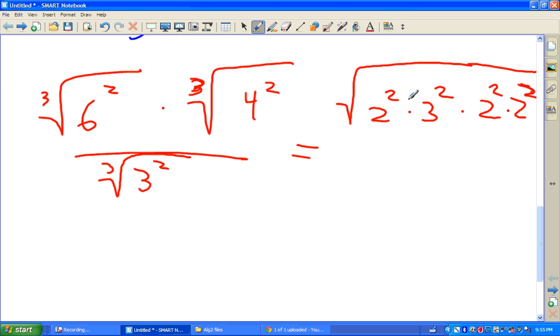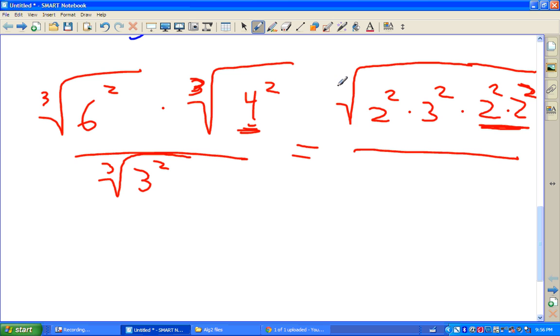4 squared is 16, which is 2 to the fourth. So there's 4 times 4. There's 4 times 4 because it's squared. So I hope you see where I got that. That's from this one, 2 squared times 3 squared. Well, 6 is 2 times 3, but they're both squared, so it's 2 squared times 3 squared.